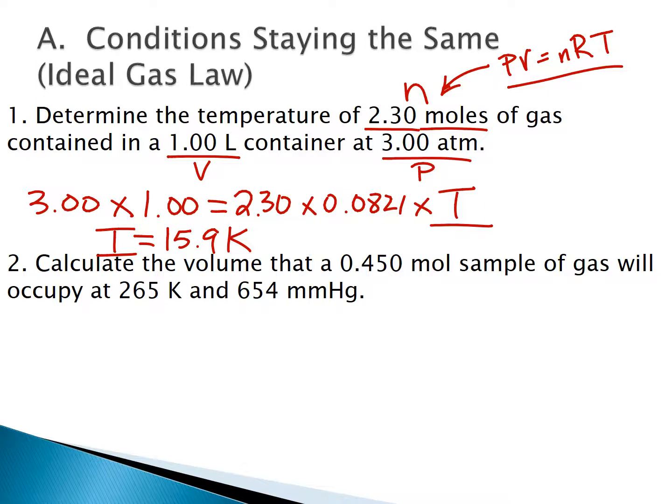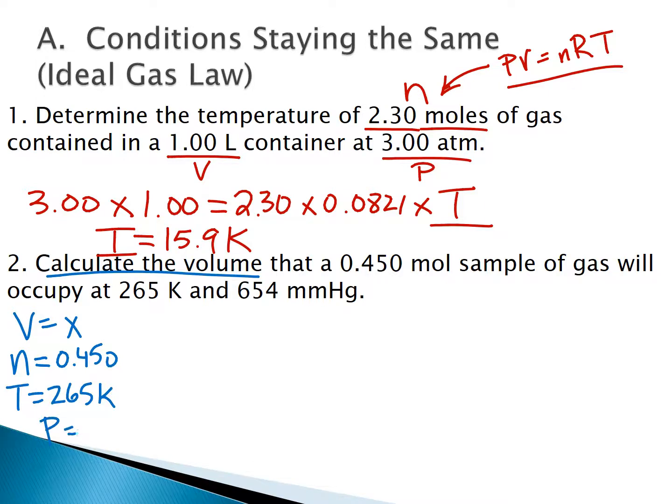All right, so it says calculate the volume. So I already know that volume we can call X. That a 0.450 mole sample, so N is 0.450, of gas will occupy at 265 Kelvin, and 654 millimeters of mercury.